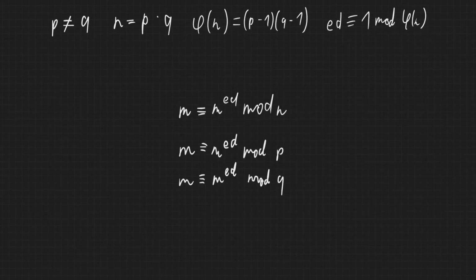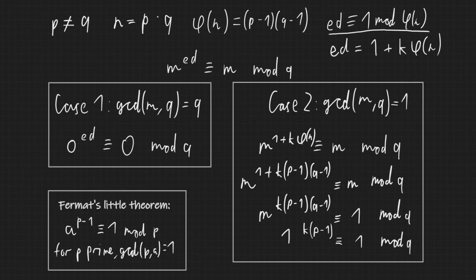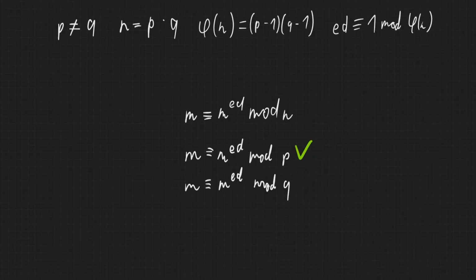So we've shown that it is true modulo p, but is it also true modulo q? And of course it is, because we can simply apply exactly the same argument, just swapping p and q. So now that we have shown that it is true for both p and q, it's actually surprisingly easy to see that it also has to be true for n. If we divide m to the ed by p, we will get m as the remainder, which means that m to the ed is m more than some multiple of p. So m to the ed is m plus k times p for some k.